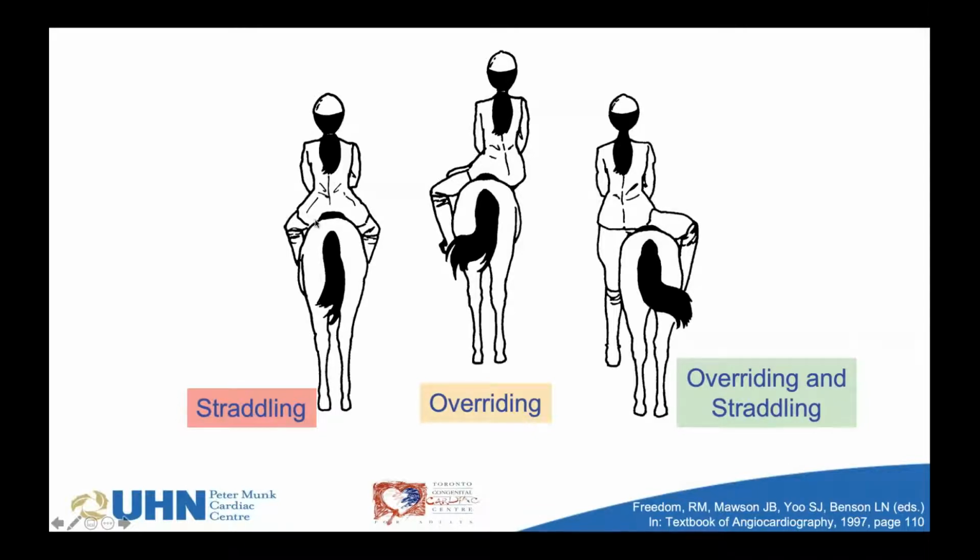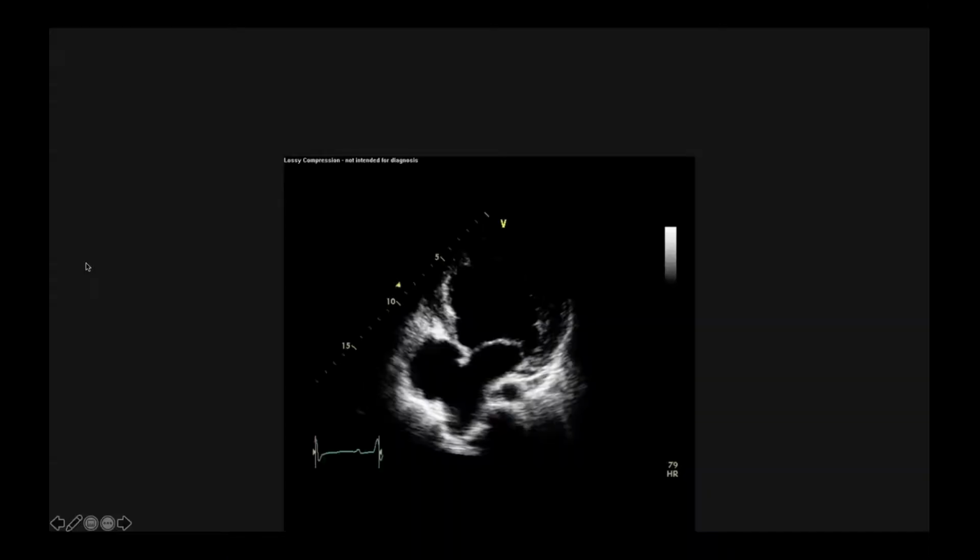So the cords insert on both sides of the ventricular septum. They cross the interventricular septum and insert on the contralateral side. That's called straddling. But in the setting of overriding, you have a malalignment between the ventricular septum and the atrial septum. And you can have a combination, overriding and straddling.